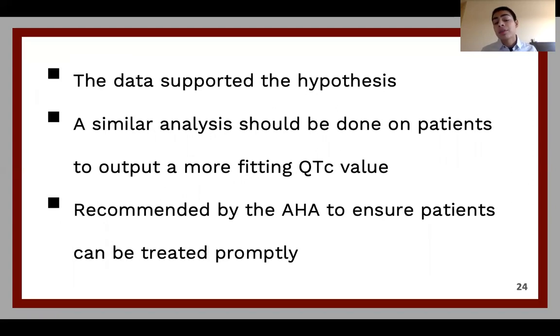Now, more conclusions that can be drawn from this data is that it did support my hypothesis. I hypothesized that the QT and RR relation was fundamentally different between the two groups, and that is exactly what I saw because one of those slopes was much steeper. And that's why a similar analysis should be done on patients to output a more fitting QTc value that's tailored to fit a specific patient to be used in diagnosis so that patients can be treated as early as possible. Recently, this has actually become recommended by the American Heart Association, after I started this project.